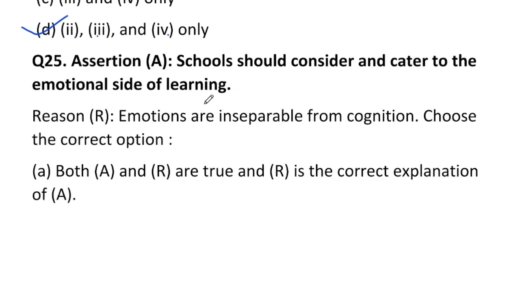Assertion: Schools should consider and cater to the emotional side of learning. Reason: Emotions are inseparable from cognition. Choose the correct option. Both assertion and reason are right, and emotions are related to cognition and not separable from cognition is the right explanation of why the school should consider and cater to the emotional side of learning. So the answer is A.